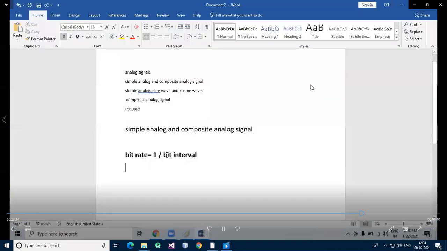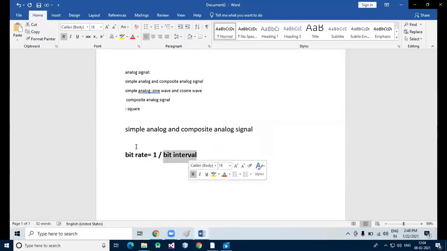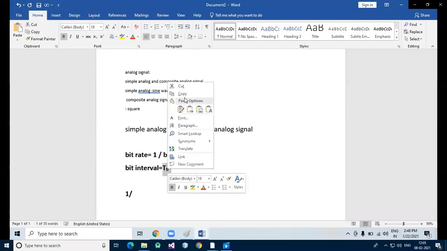The symbol for bit interval is capital T with subscript B. So the relation between bit rate and bit interval follows like this: if the bit duration is Tb, then bit rate will be 1 upon Tb. This is the formula of your bit rate.